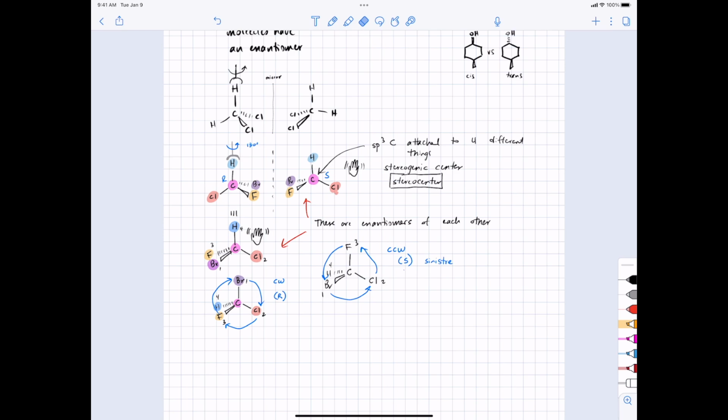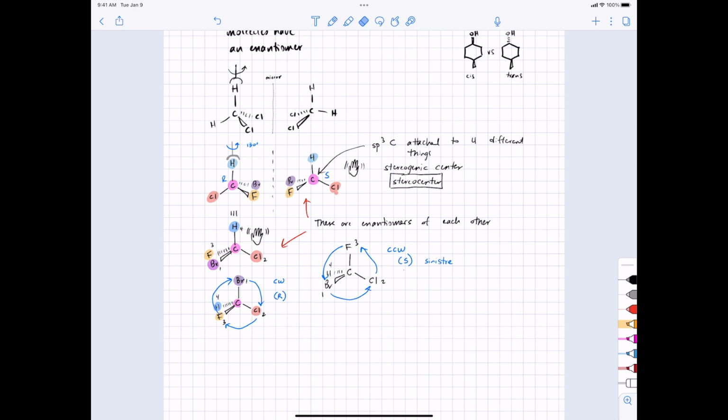Yeah. Go ahead. Does this only work for tetrahedral molecules? Does this only work for stereocenters where we have a tetrahedral molecule? I would say no. Any molecule that has an sp3 hybridized carbon that is attached to 4 different things, you can do this with. And does it always work out that it's always 1, 2, 3, 4? Or is it sometimes like 1, 4, 2? No, if it's a stereocenter, you can always assign priorities 1, 2, 3, and 4.